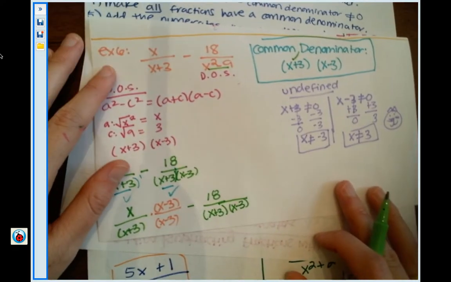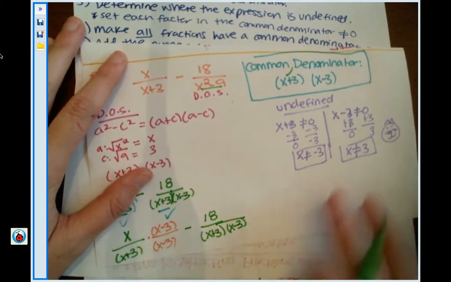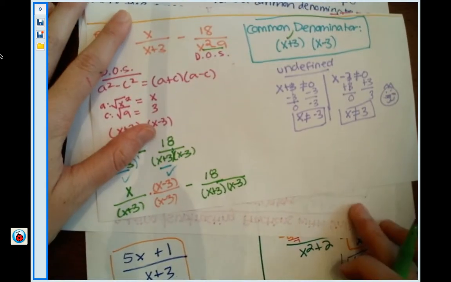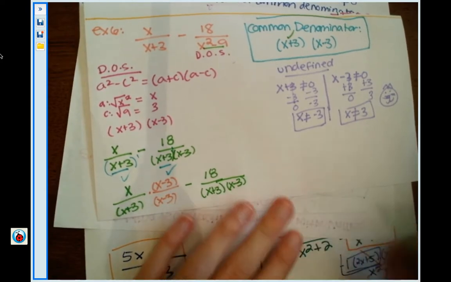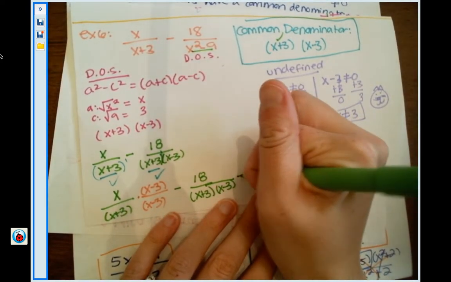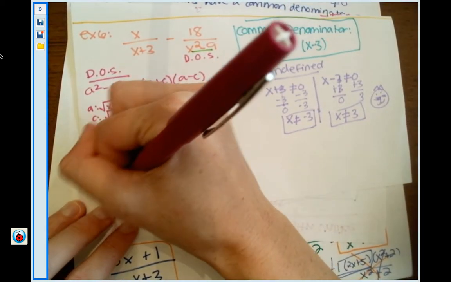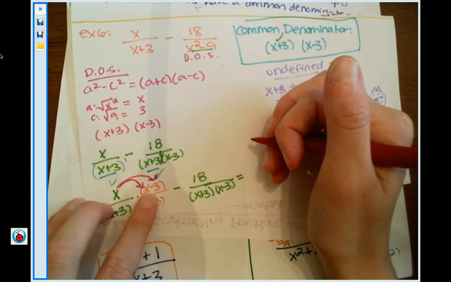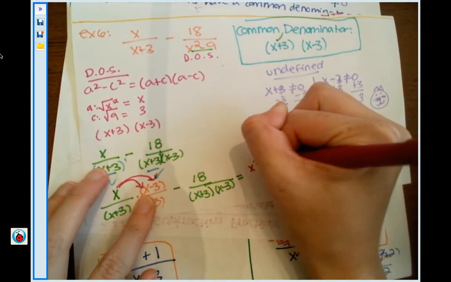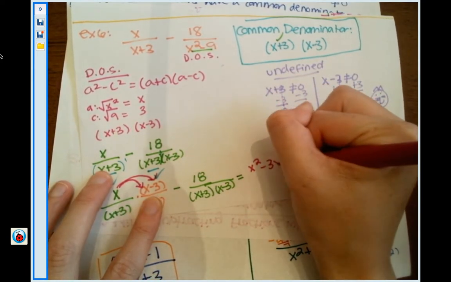Alright, so now what we do, we must distribute all this stuff out. So, okay, this one's good to go, so let's keep going. I'm going to distribute this right here. We're going to do x times x and x times -3. So x times x gives me x squared, and x times -3 gives me -3x.